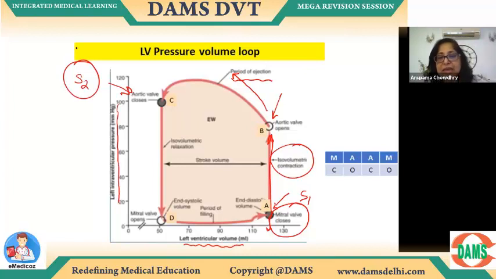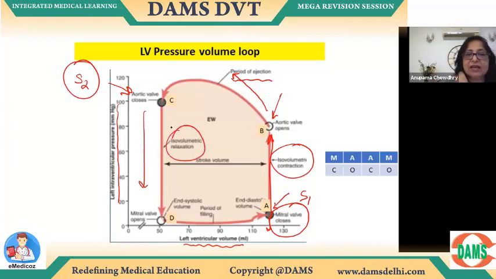So starting from A, onset of systole, A to B, isovolumetric contraction phase, B to C is the ejection phase. A to C is systole, S1 at A, S2 at C. Now from C starts the phase of diastole. The aortic valve is closed, mitral valve has not yet opened, left ventricle is a closed chamber, sharp fall in pressure with no change in volume. This is the isovolumetric relaxation phase.